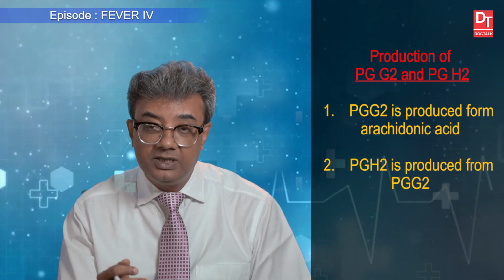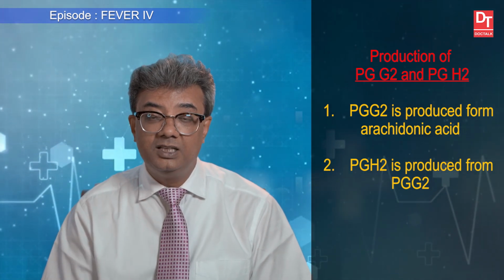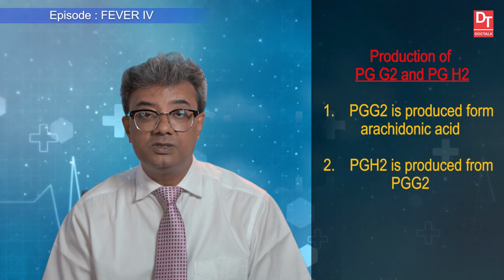Most common accepted theory is from cell membrane by phospholipase A2 arachidonic acid is produced, and from arachidonic acid with the help of cyclooxygenase PGG2 and PGH2 is produced. Now, for production of PGG2 and PGH2 there are two steps. First, from arachidonic acid PGG2 is produced, then from PGG2 PGH2 is produced.